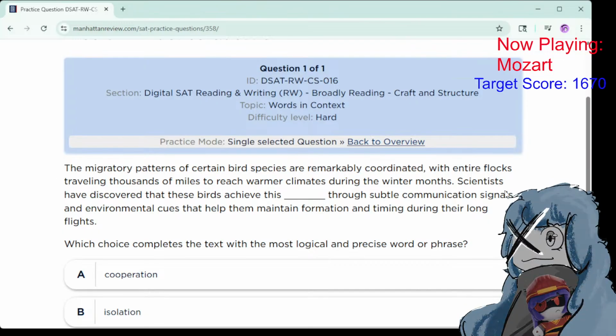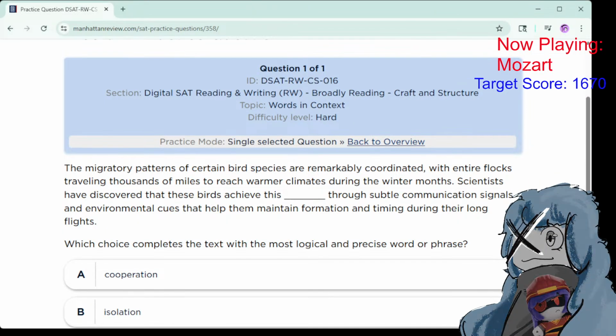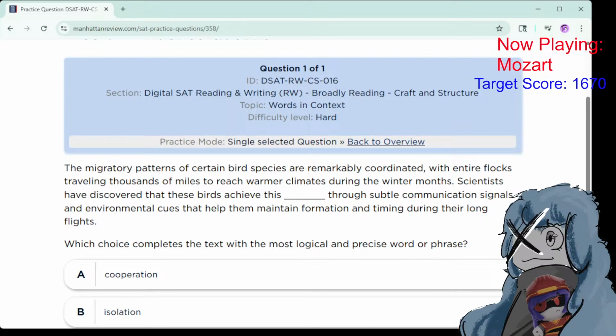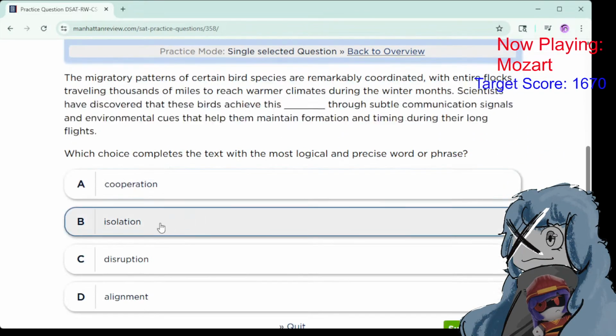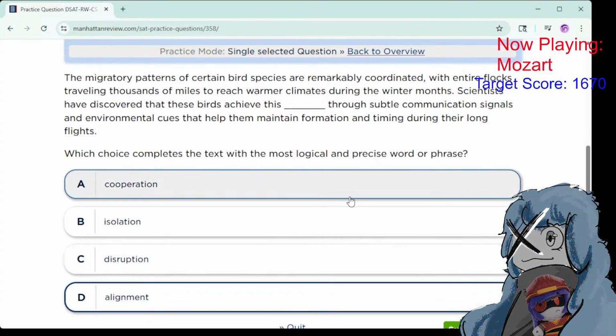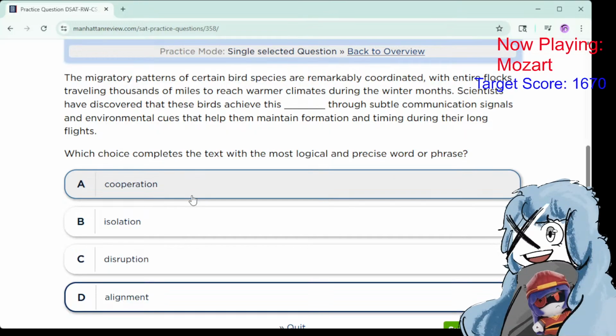Basically saying scientists have discovered that these birds achieve this migration pattern through subtle communication signals and environmental cues that help them to... What does it matter? It's about the blank. Scientists have discovered that these birds achieve this disruption, alignment. Definitely the most clearly between cooperation and alignment.